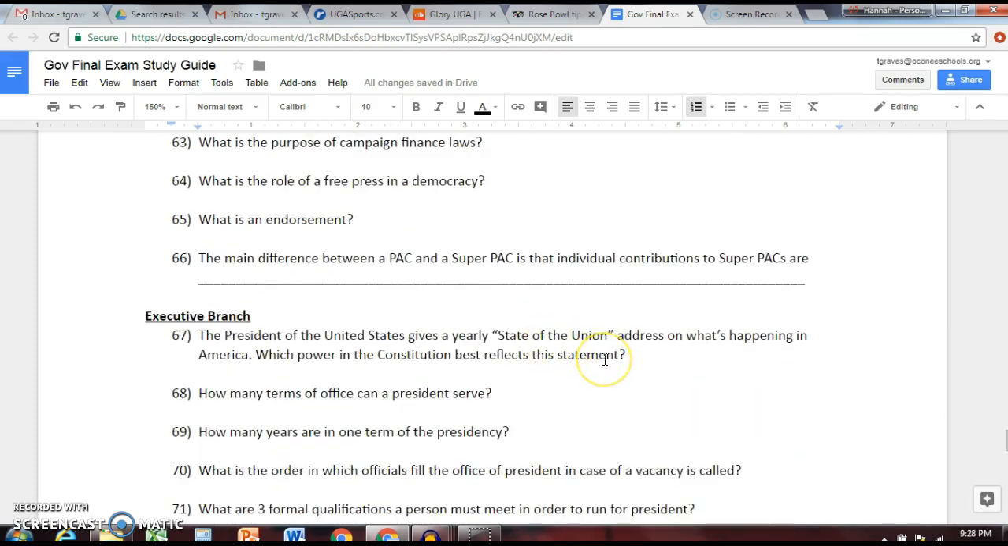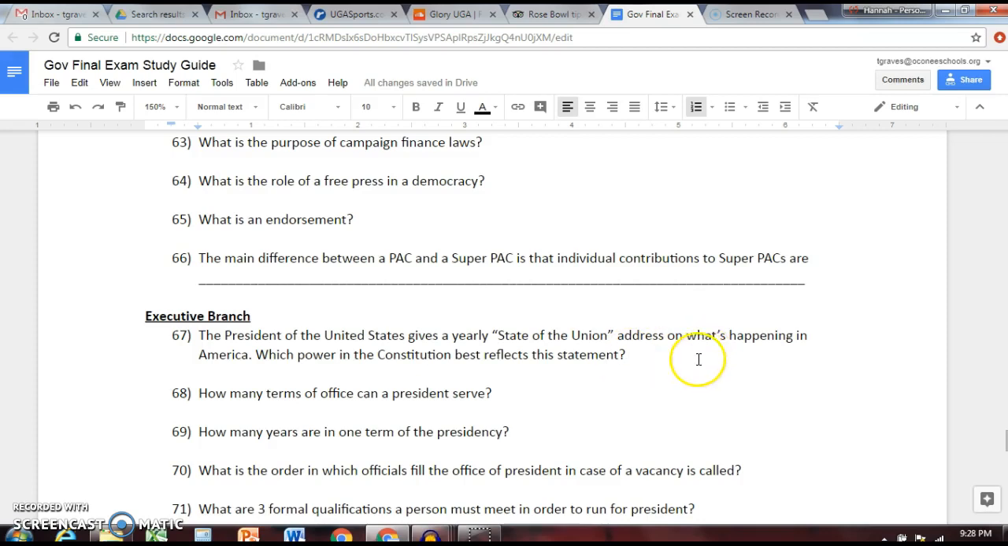Number 67, the President of the United States in the yearly State of the Union, what he does is he updates Congress and the American public on the status of the government each and every year. Number 68, the President can serve 2 terms of office, but each term is for 4 years. So 2 terms of office. You can be elected 2 times, but each term is only 4 years.